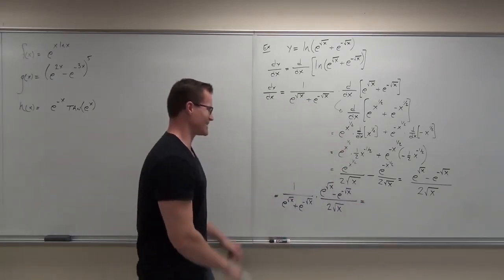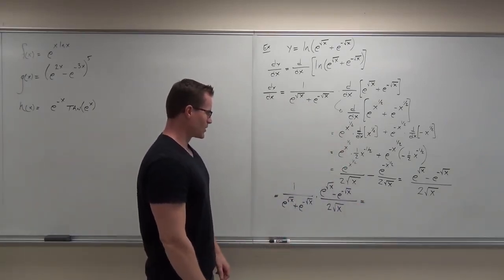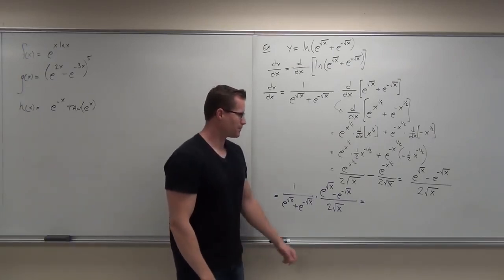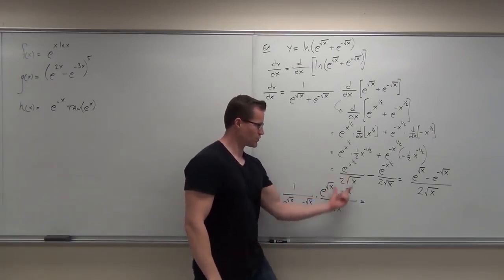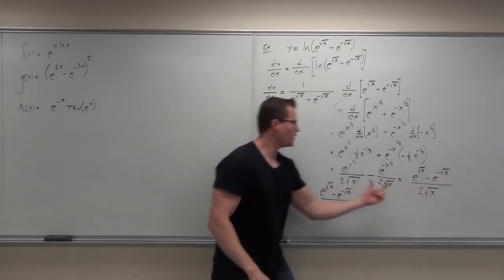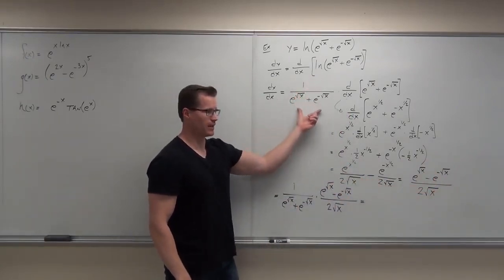Equals the best nasty stuff, our answer. So here's what we got. Here's our derivative. This is via the chain rule right here. We had the original, this is via the ln, the derivative of ln.